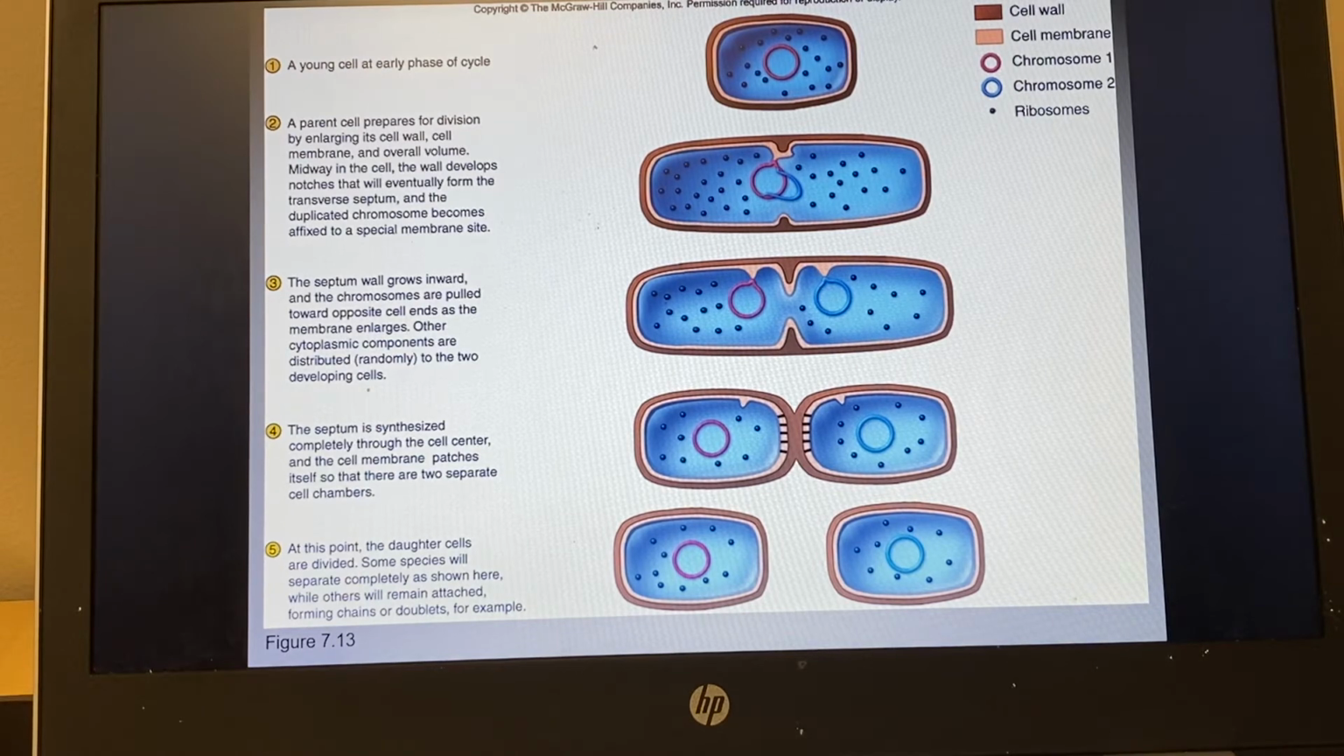If you compare that to one of your cells, which are eukaryotic, much bigger, much more complex, one of your cells takes about 24 hours to reproduce itself. Okay, so yeah, bacteria can reproduce much, much faster.